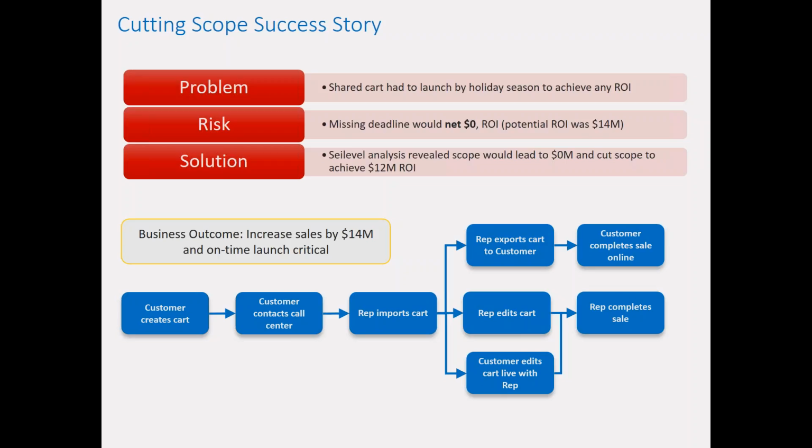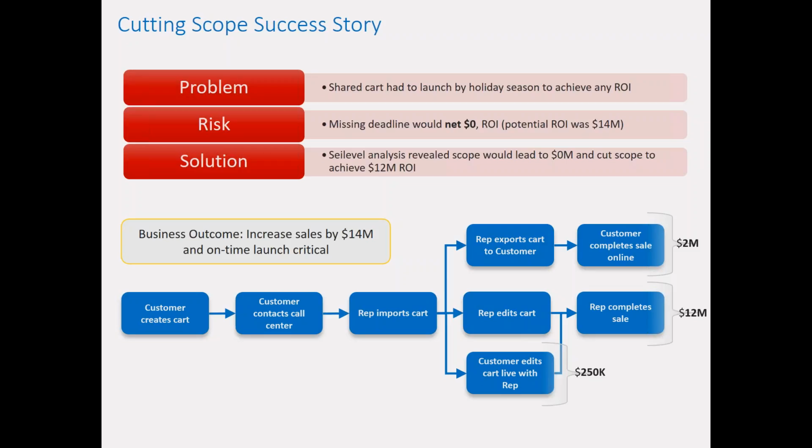So we prioritized the features in this case, and we showed that if they simply did the feature that had the rep edit the cart and complete the sale for them, okay, so the rep is the one who's taking that middle part, the rep is going to edit the cart and they're going to complete the sale while they have the customer on the phone. They would actually get a $12 million return out of that. And we were pretty confident we could do that part at least by the holiday season.